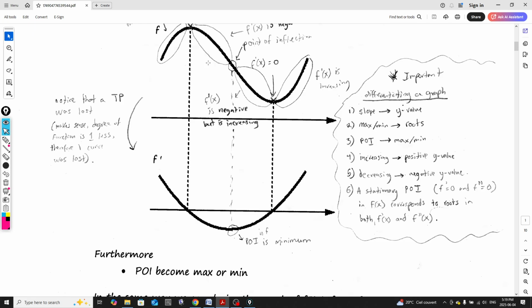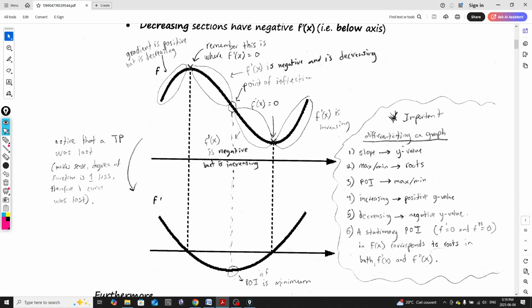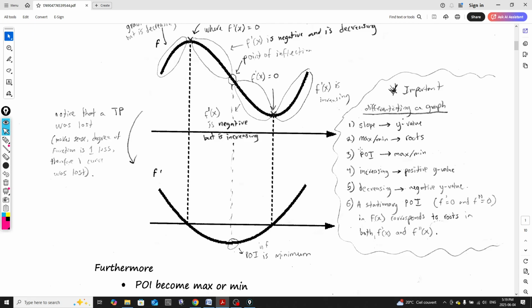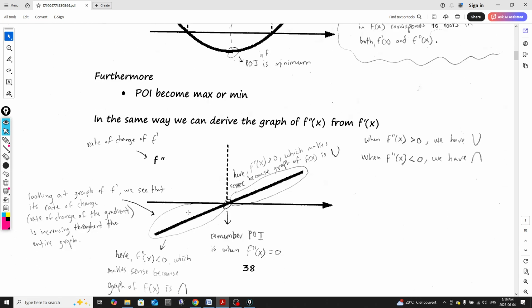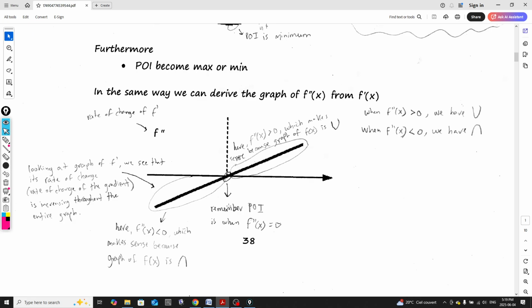So this is really interesting to see, right? Your point of inflection became a minimum over here, and then that minimum became a root in the graph of f double prime. Okay, so there you go.